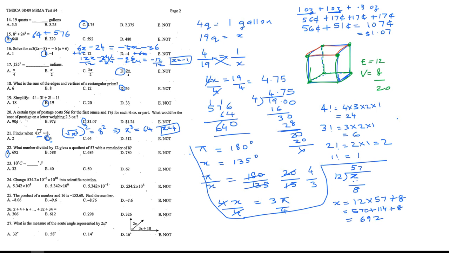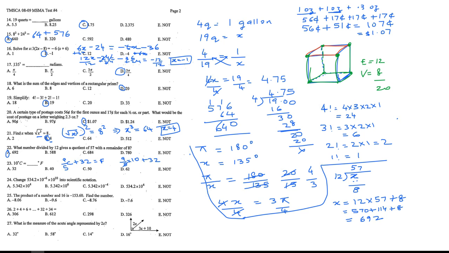Question 23. 10 degrees centigrade is equal to how many Fahrenheit? So we know the formula 9 by 5 C plus 32 is equal to Fahrenheit. So 9 by 5 times 10 degrees centigrade. So 9 by 5 times 10 plus 32.